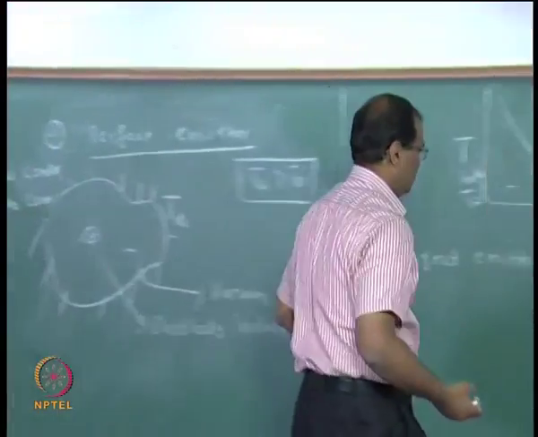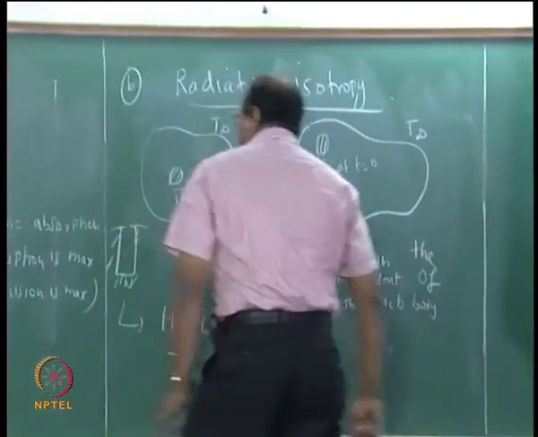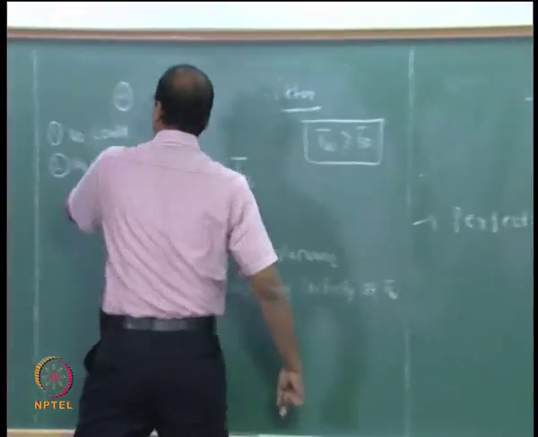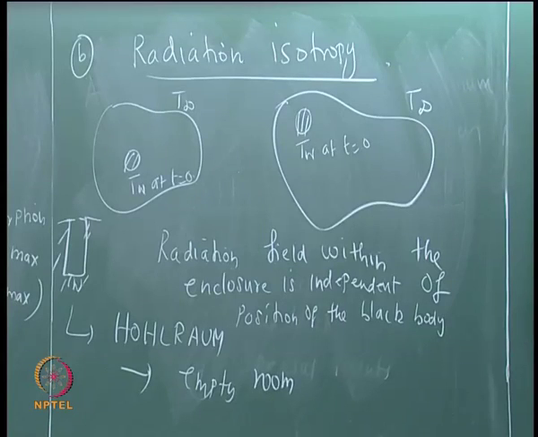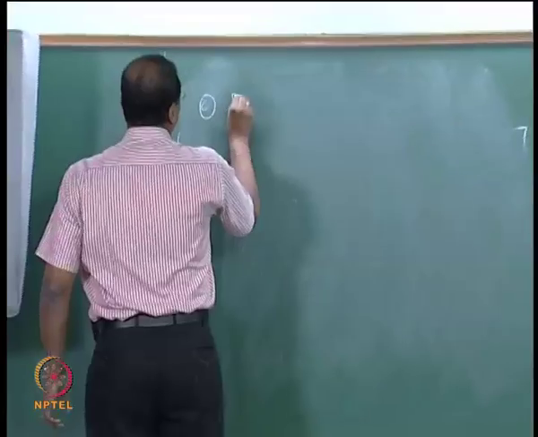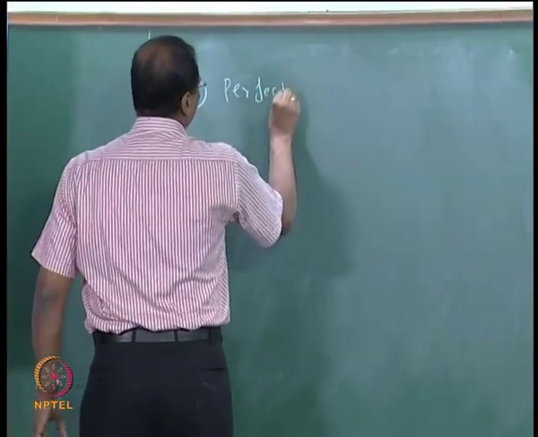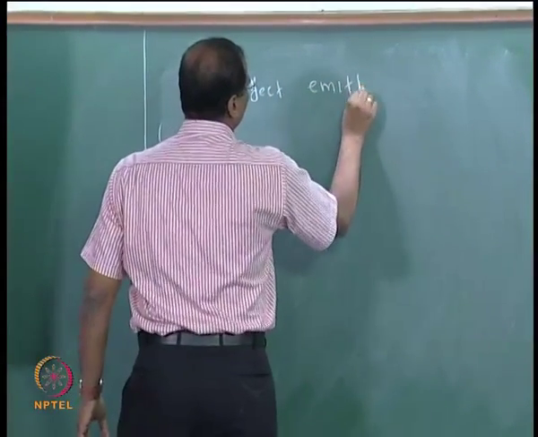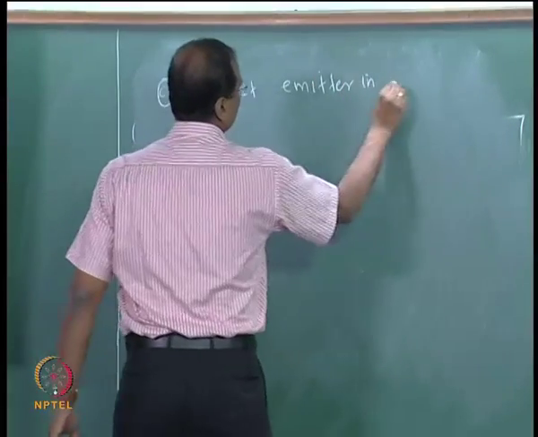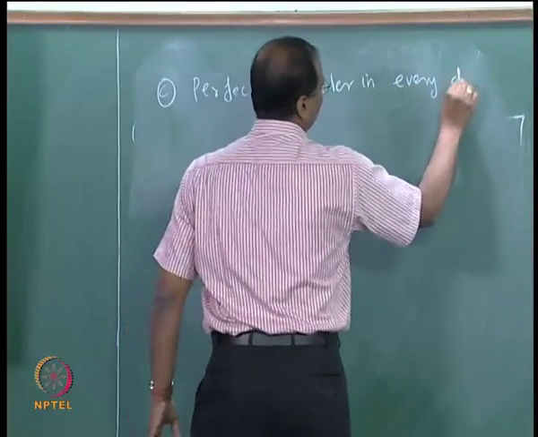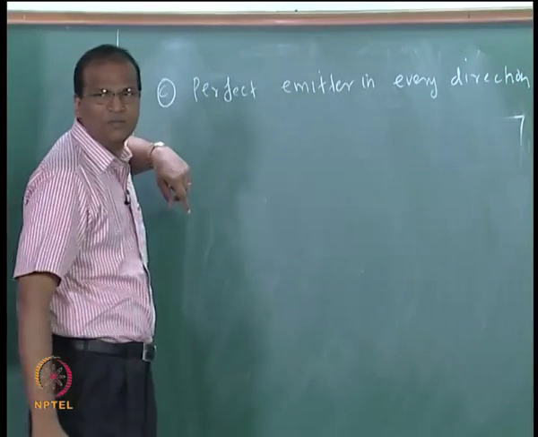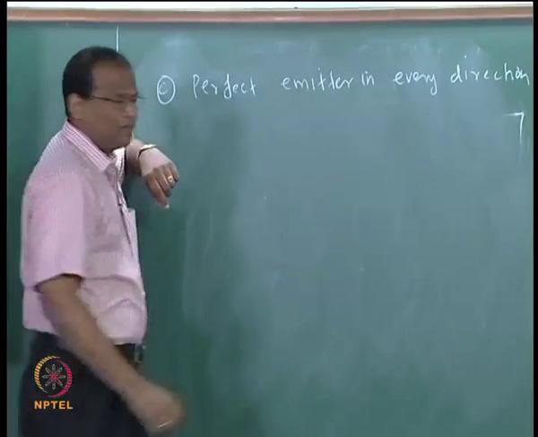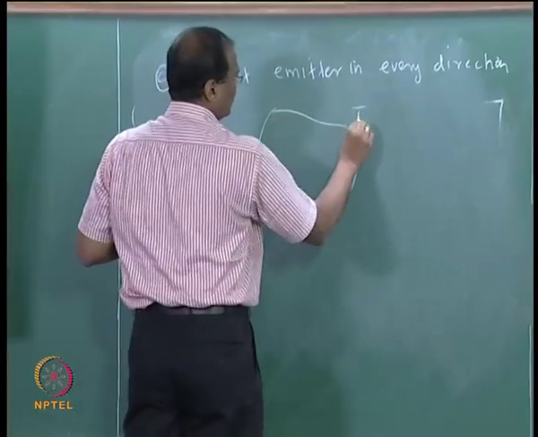Okay, fine. Perfect emitter in every direction. How do you prove this with this enclosure business? Suppose I have T infinity.